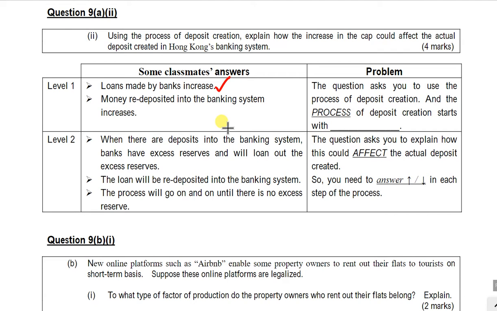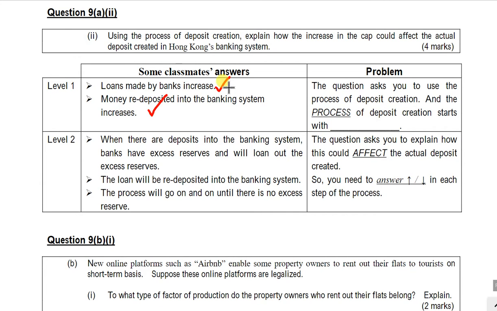And if the loans made by the banks increase, the next step is that after lending out, the money will be redeposited into the banking system. This money will also increase. And finally, the actual amount of deposit created would increase. So this is pretty good, but I will say this is only a level 1 answer.